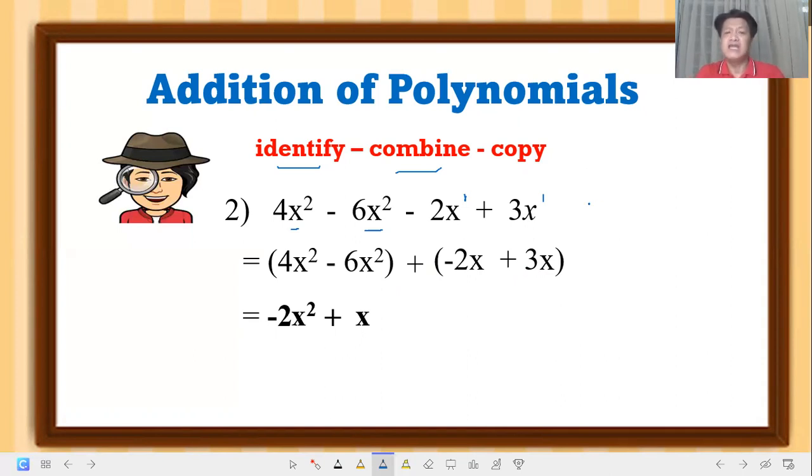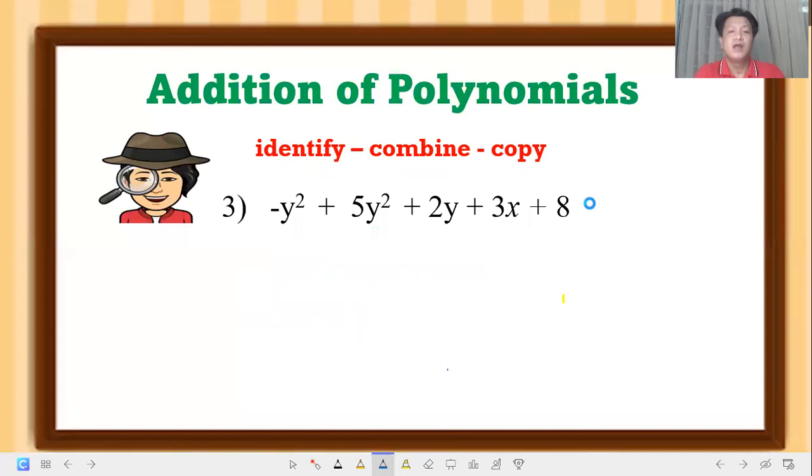Okay, so that is now the final answer. Negative 2x squared plus x. Yan po yung sum ng given polynomials. Okay, let's have number 3. Negative y squared plus 5y squared plus 2y plus 3x plus 8.